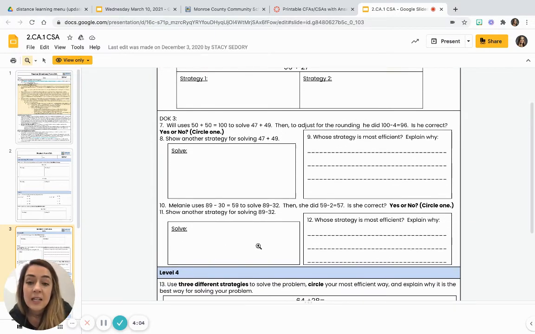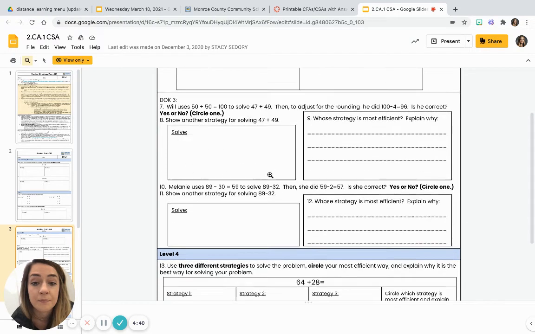Then down here, I need you to really listen because I'm going to tell you that there's a lot of words here and I want you to ignore most of them, if not all of them. All I want you to do is solve 47 plus 49 in one way. Okay, there's a bunch of words here and it's talking about rounding. Rounding's not a second grade skill, so I don't like this question. So we're just going to focus on the problem, which is 47 plus 49, and you're going to show me one way to solve it, okay, in this box.